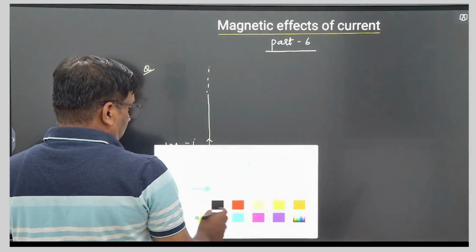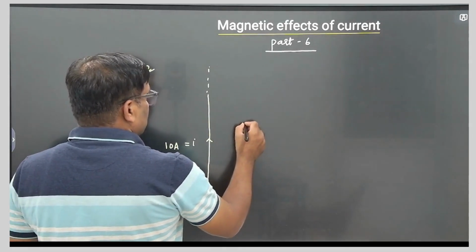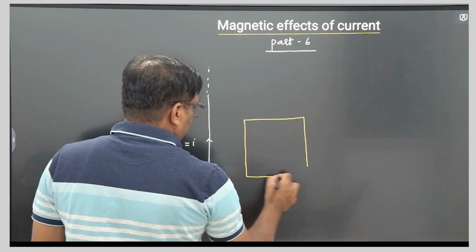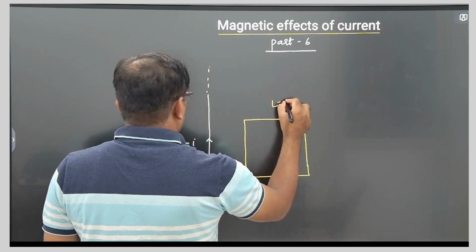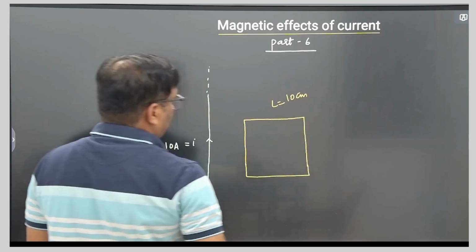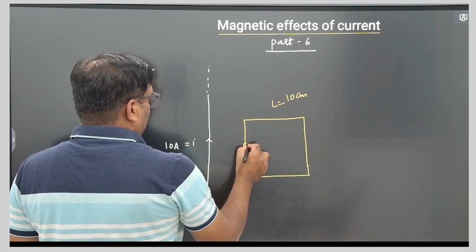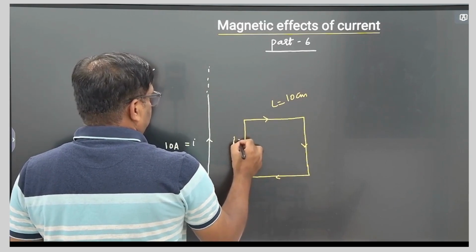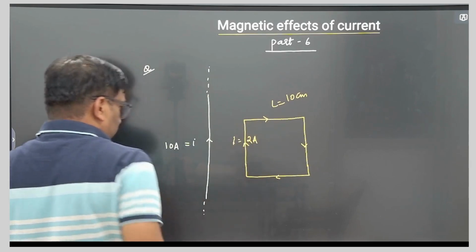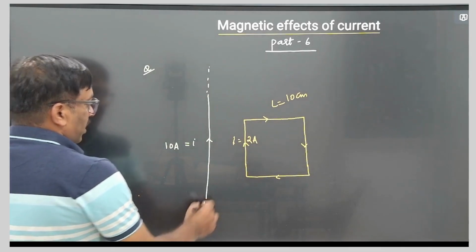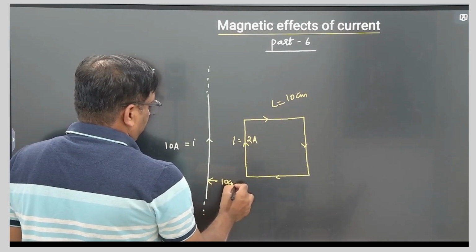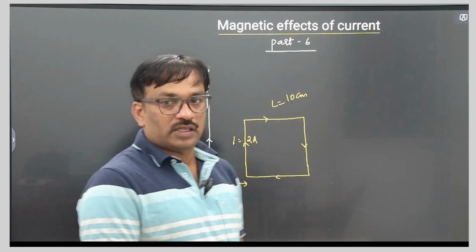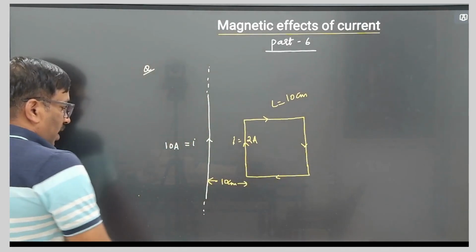Now I will keep a square coil, of side length 10 centimeter. It is also carrying a current in this direction, suppose 2 ampere. This is kept at 10 centimeter from the wire. Now we want to calculate the force acting on this square coil.